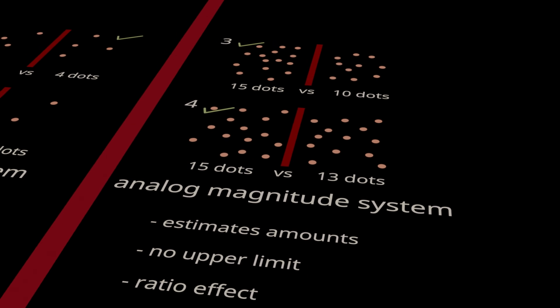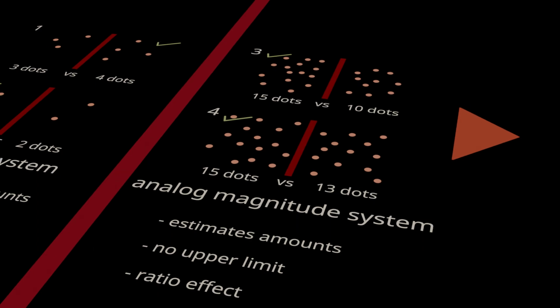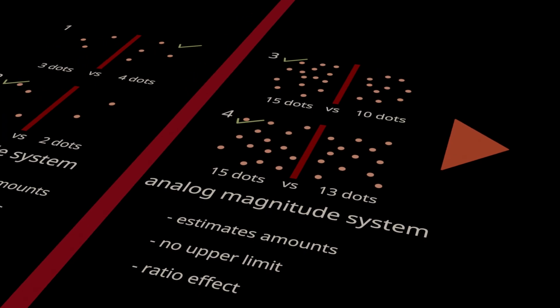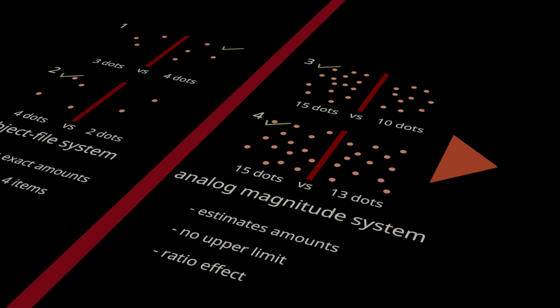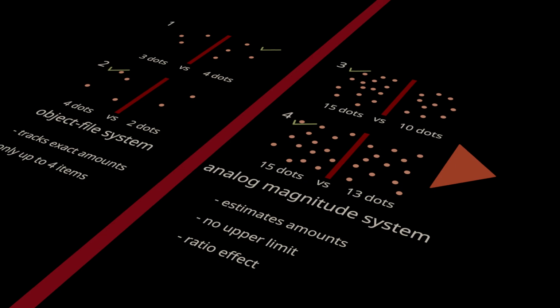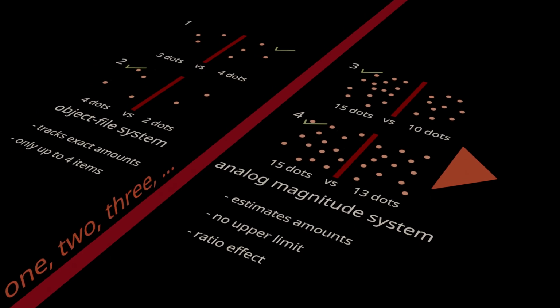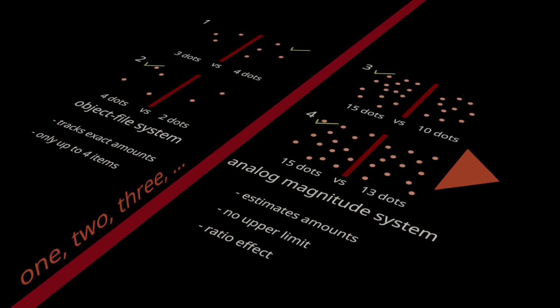If you cheated and pressed pause during the test, well, first of all, how dare you? But more importantly, you had enough time to just count the dots. You didn't have to rely on the analog magnitude system and estimate the amount. You just bypassed all of that and counted the dots. But you can only do that because English has a counting system that allows you to. What if your language doesn't have a full counting system? What if it doesn't have any numbers at all?